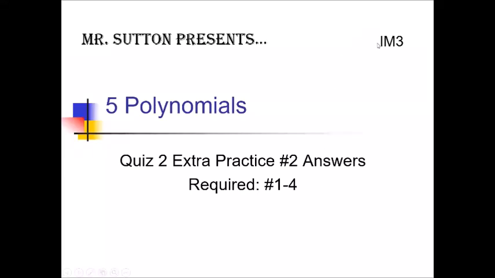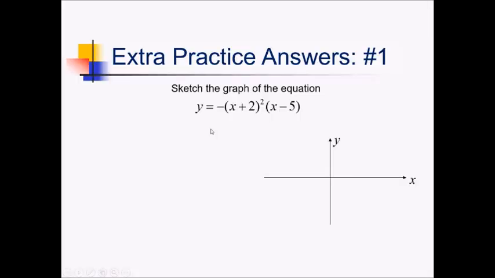I'm bringing you the IM3 Chapter 5 Quiz 2 Extra Practice Number 2 solutions on graphing polynomials. To sketch the graph of this polynomial, let's start by getting the roots, whatever zeroes out my factors. So for this first factor, that's -2 for the x value. And then for the next one, we have 5, because 5 minus 5 is 0.